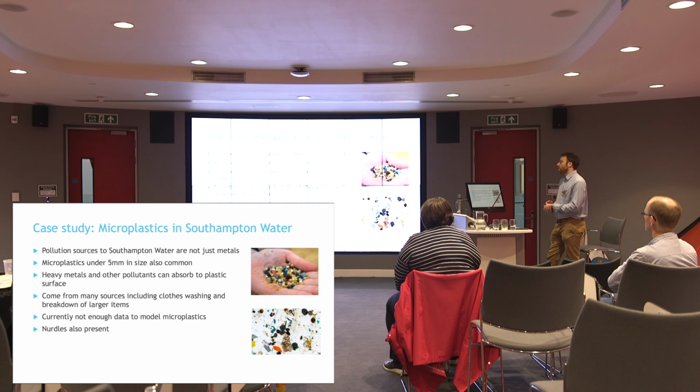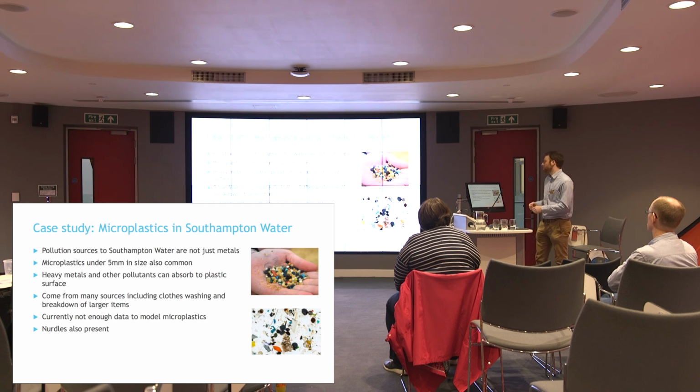Microplastics mainly come from sources such as clothes washing, beauty and cleaning products with microbeads, and the breakdown of larger items. At the moment, there are not enough data to do modelling for microplastics, but I think it's something that people will start doing in the future as more data sets come in. And nurdles are also present. Nurdles are little plastic beads, which are the top image, which are melted down to make larger plastic items such as polythene sheeting.